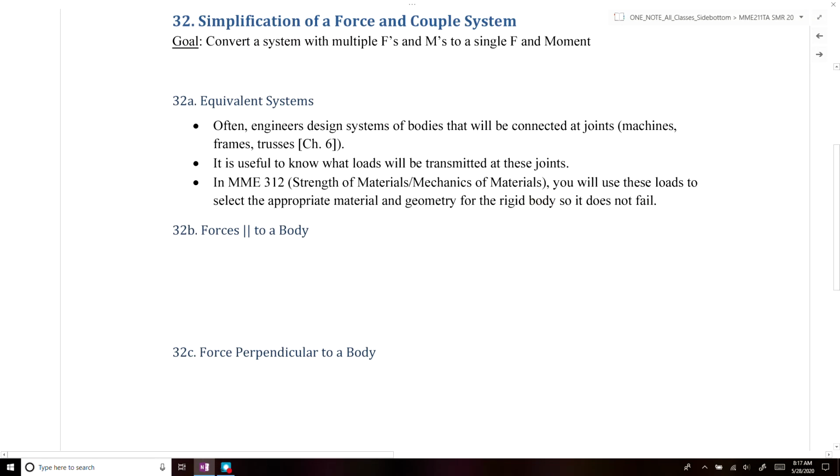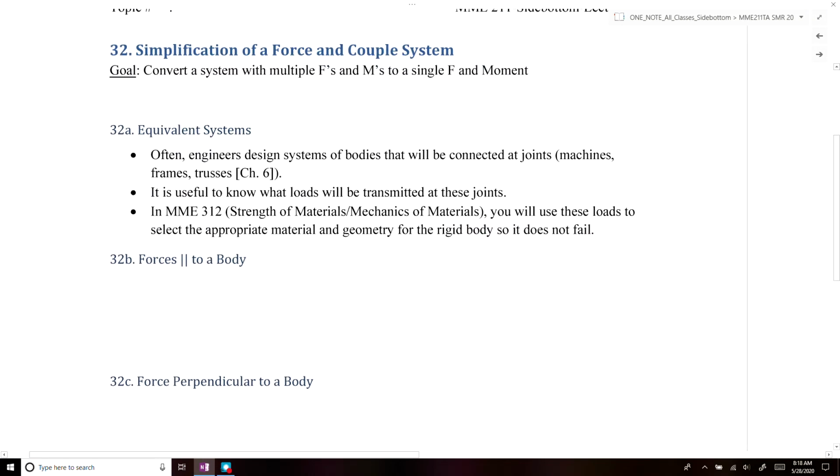So in this video we're going to talk about how we can convert a system where we have multiple forces and multiple couple moments to a system that has only a single force and a couple moment. The reason we're interested in doing this conversion down to a smaller amount of loads is that typically engineers will design systems of rigid bodies that will be connected at joints, and examples of those would be machines, frames, and trusses.